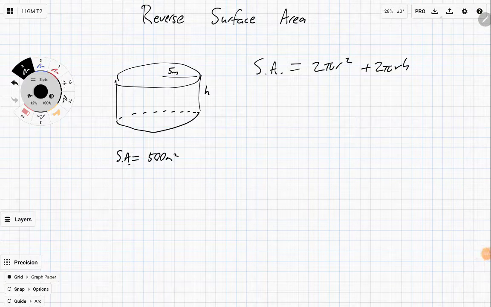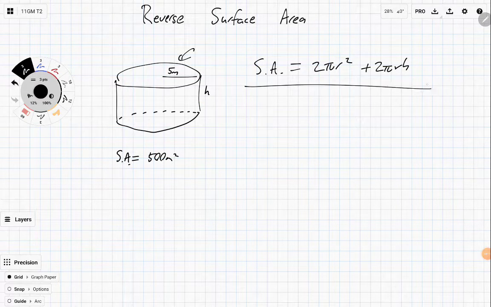Alrighty, so today we're going to be looking at some reverse surface area. So in this particular case, we know the surface area of this whole cylinder is 500 square meters, and we also know that the radius is 5 meters. So the only thing we don't know is the height, and that's what we're going to be looking for.